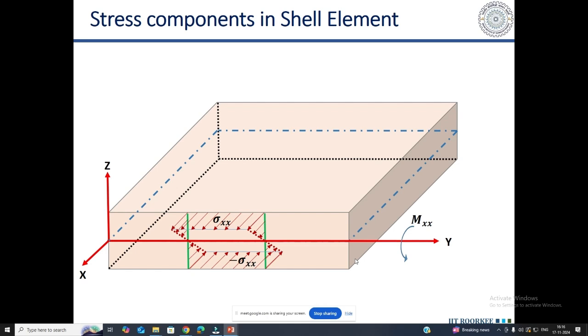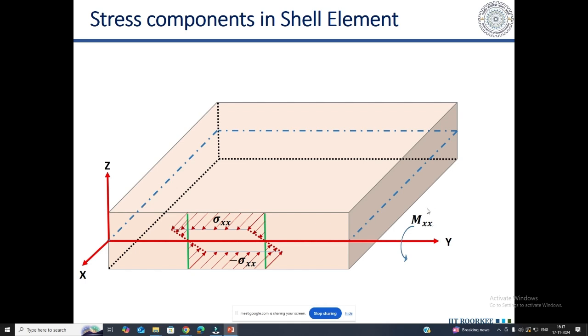Then next, this is the rotation we have applied about y axis. If you remember in the first slide what I showed, that was xi xx something. So that was rotation. That's why we represented that by xi. But here I am showing in terms of moment. That's why I have shown mxx.